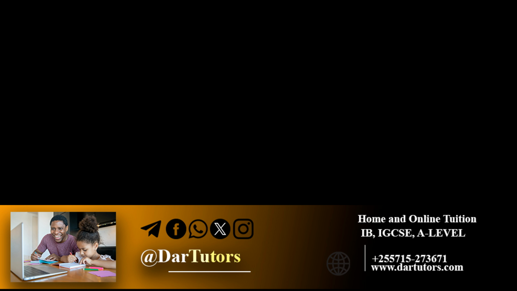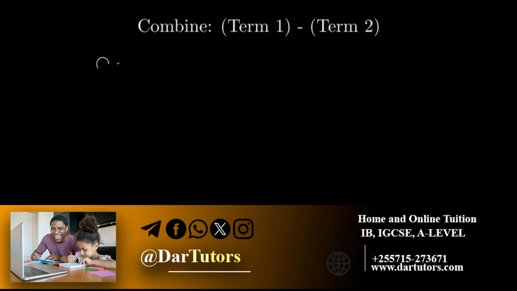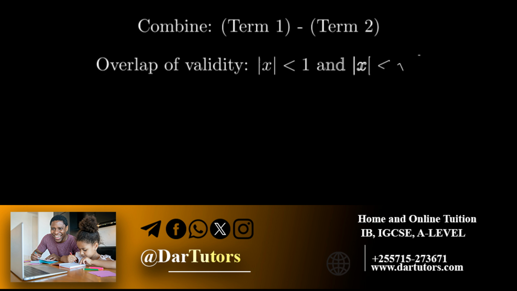We have expanded both terms. Now we combine them by subtracting the second expansion from the first. We need to find the overlap of the two validity conditions. The first expansion was valid for the absolute value of x less than 1, and the second for the absolute value of x less than the square root of 2. The overlap is the smaller of the two intervals, which is the absolute value of x less than 1.